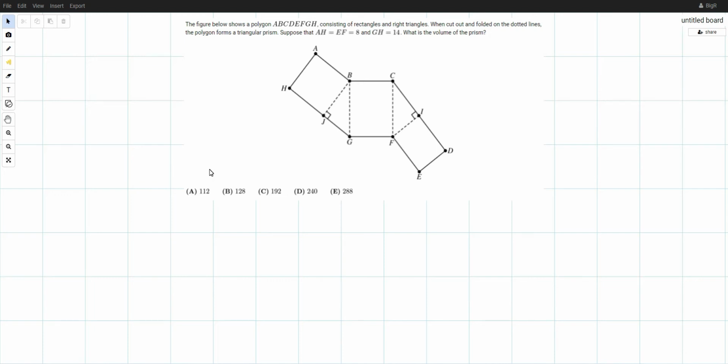Now in this problem, we're going to be doing some visualization. What that means is that we're going to try and use our imagination to form this shape in our head and draw out a diagram of it. Some key things that we're thinking here. We can recognize that these two triangles, BJG and CIF, are going to be the top and bottom of the shape.